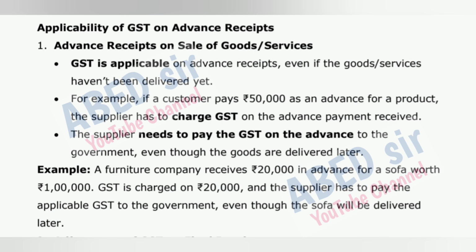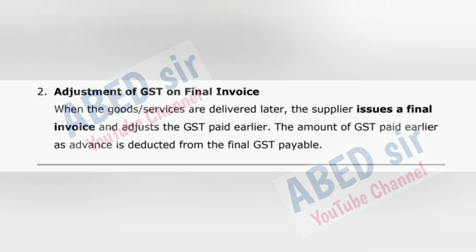Example, a furniture company receives 20,000 rupees in advance for a sofa worth 1 lakh rupees. GST is charged on 20,000 rupees and the supplier has to pay the applicable GST to the government, even though the sofa will be delivered later. 2. Adjustment of GST on final invoice. When the goods or services are delivered later, the supplier issues a final invoice and adjusts the GST paid earlier. The amount of GST paid earlier as advance is deducted from the final GST payable.